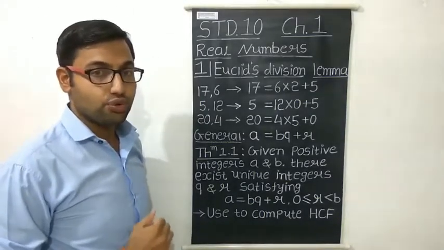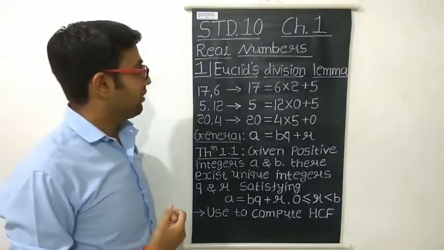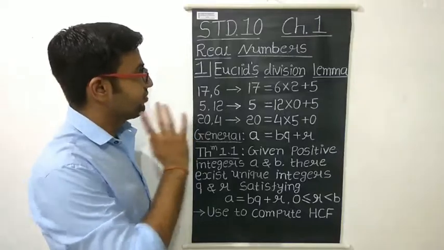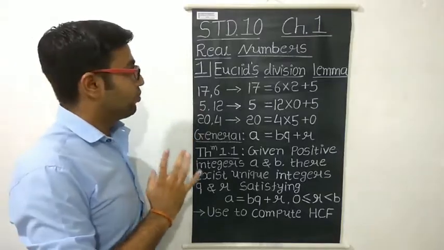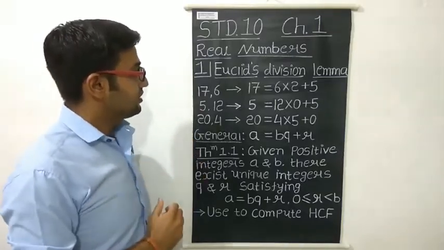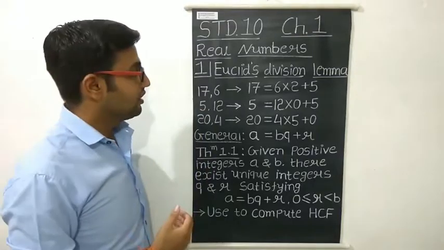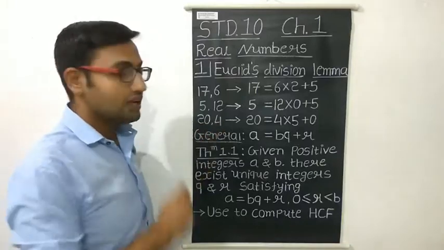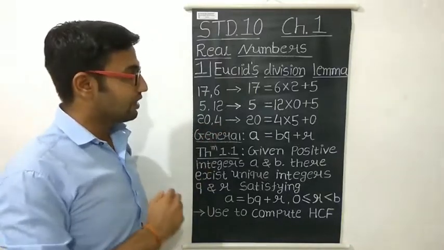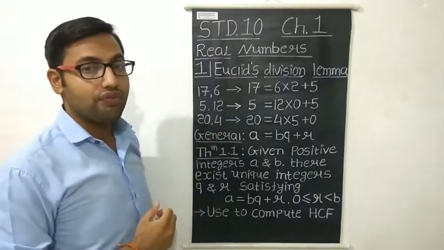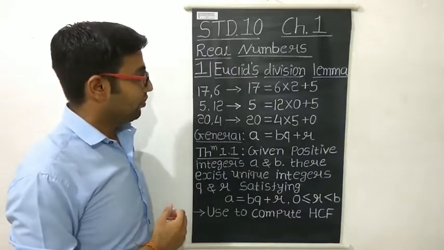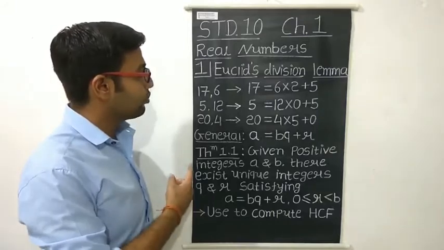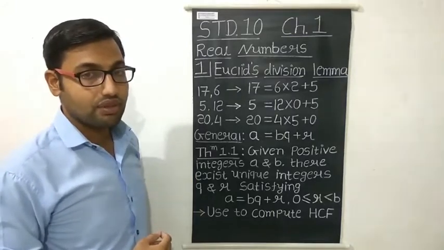Hello students, today we will study the real numbers, which is the topic of standard 10 chapter number 1. In this chapter we study two main concepts. The first is Euclid's division lemma and the second is the fundamental theorem of arithmetic. In today's lecture we will study the first topic, Euclid's division lemma.